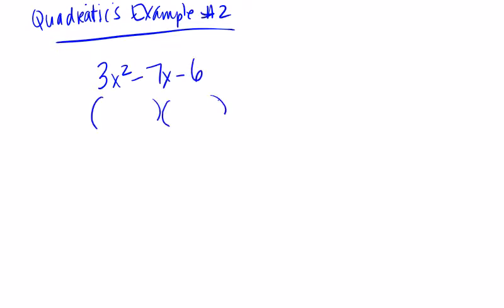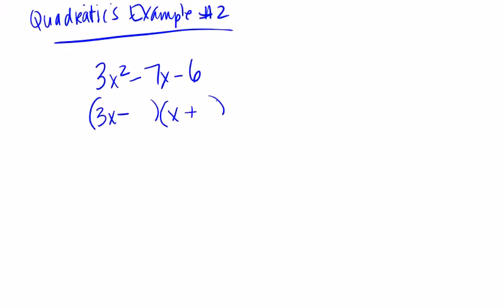We know that the only options for our 3x squared are 3 and 1. So we have a 3x and an x. Our two options for 6 are 6 and 1 and 3 and 2. We're trying to get to a negative 7 in the middle, and we know that the constant is a negative 6. So we know that one of these has to be negative and one has to be positive.